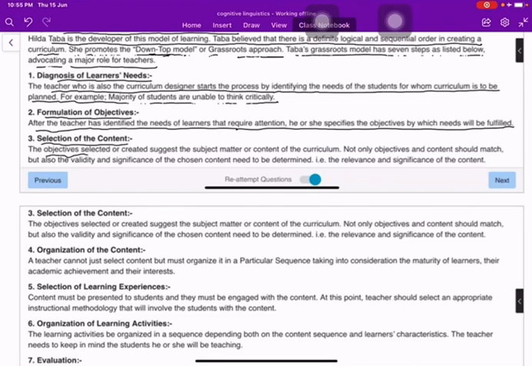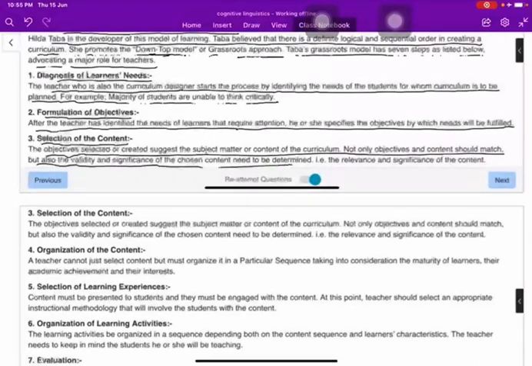The objectives selected or created suggest the subject matter or content of the curriculum. Not only objectives and content should match, but also the validity and significance of the chosen content need to be determined. That is, the relevance and significance of the content.